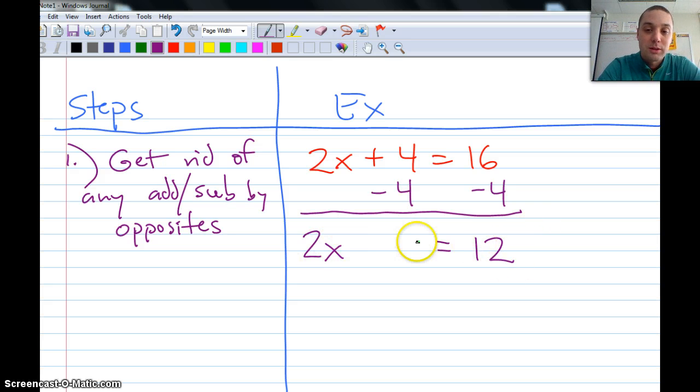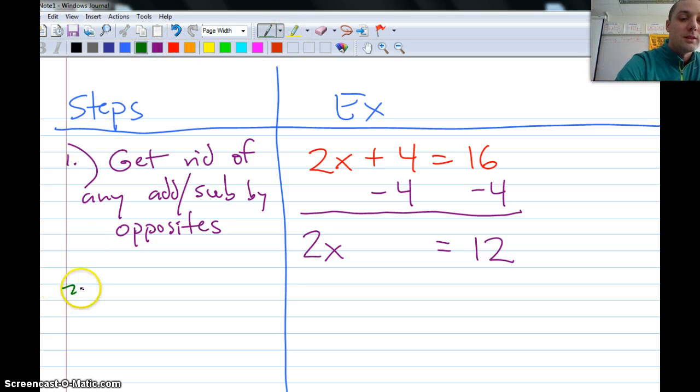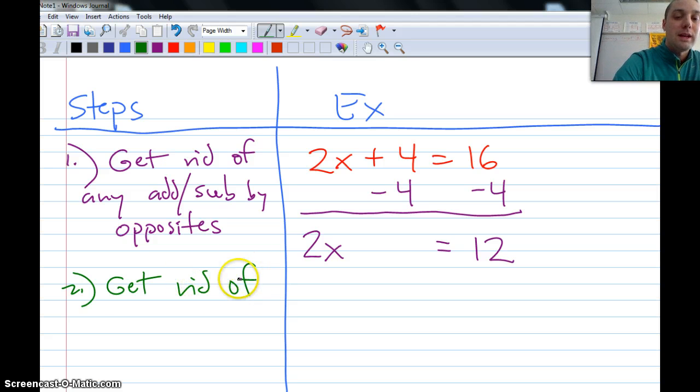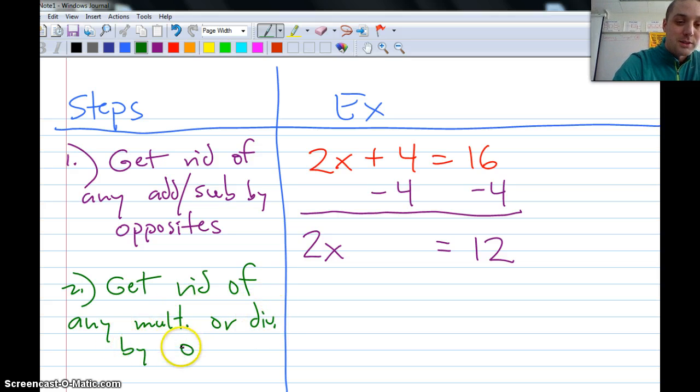Now this looks just like the one-step equation that we did earlier. Step 2, get rid of any multiplication or division by opposites.